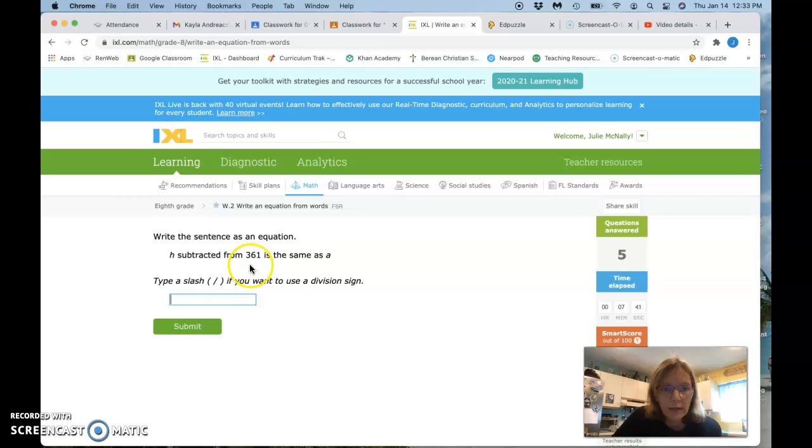H subtracted from 361 is the same as A. So again, H subtracted from 361. So I have to put the number first and then subtract H from it. Is 300, no, what is it? A. It's the same as A.